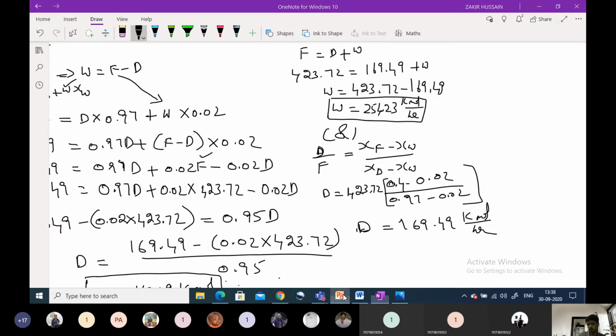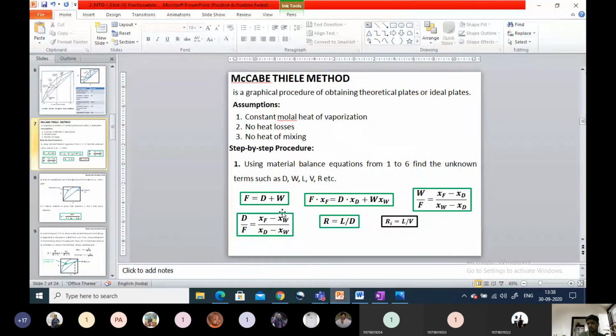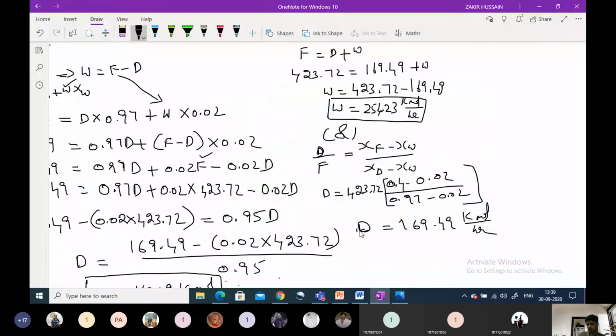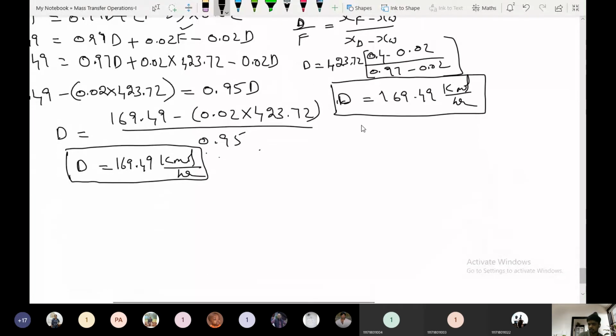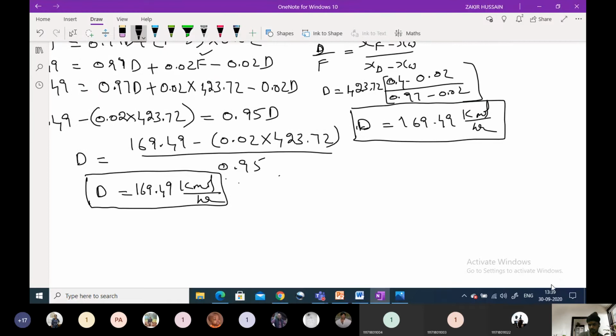You can use the direct formula which we earlier derived, or otherwise we can use the basic material balance formulas. In this way you have solved the first bit, and the second bit is regarding the plates. To solve for the plates, we have to use the McCabe-Thiele method. The first step, calculating the unknown parameters, we have already done. So the next step is to draw the equilibrium curve.